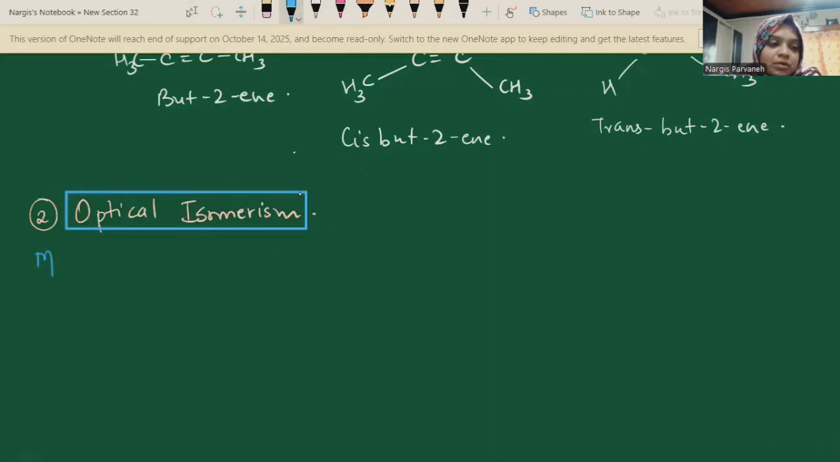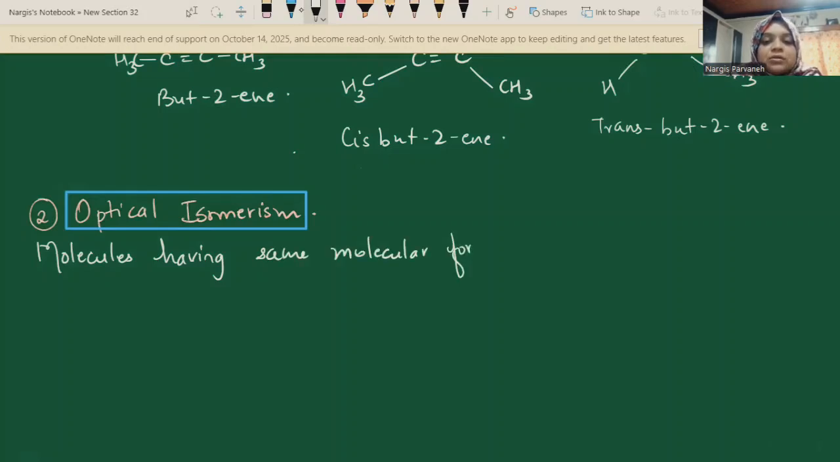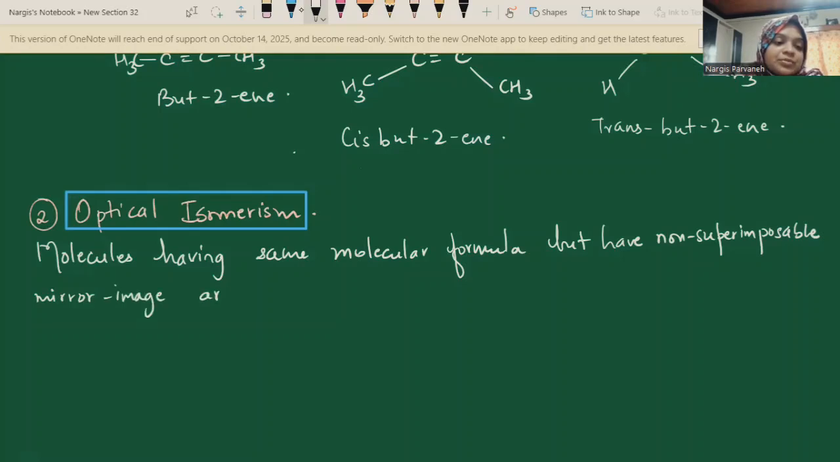Okay. Molecules having the same molecular formula but having non-superimposable mirror image arrangement are called optical isomers of each other. I'll show you what it is.